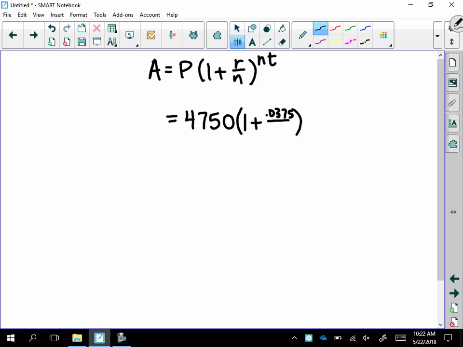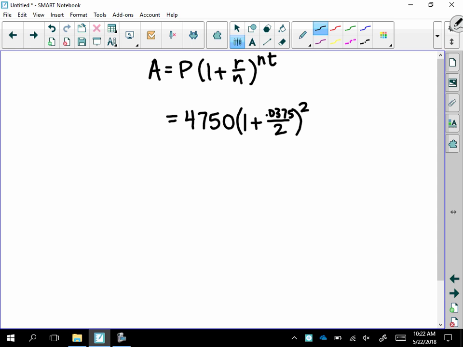It's compounded semi-annually, so what does that tell you? N is 2, right? N is the number of times compounded per year. So N would be 2. If it were compounded quarterly, what would that mean? N would be 4, right? Monthly, N would be 12, and daily 365 or whatever it might be.